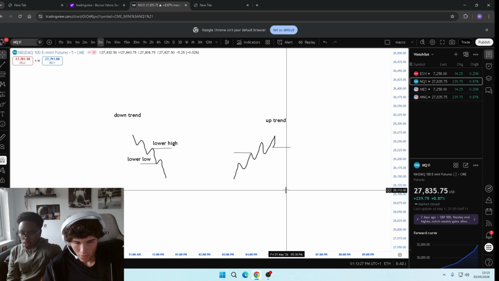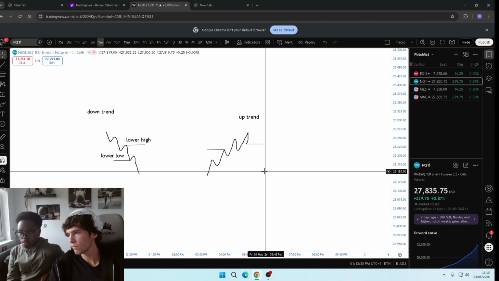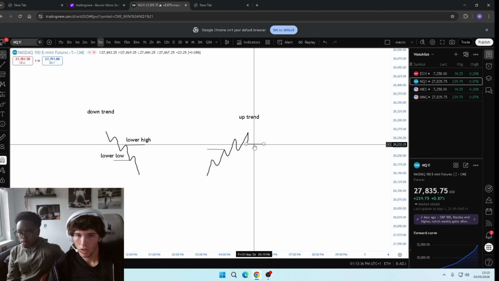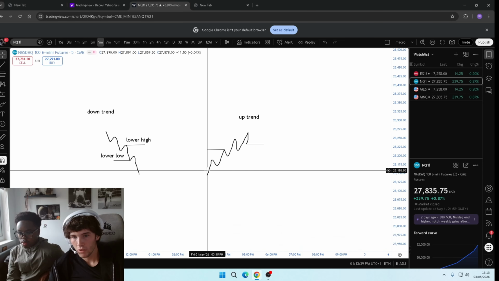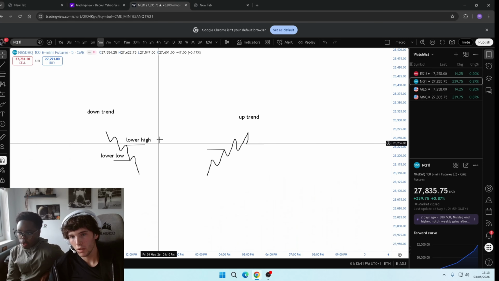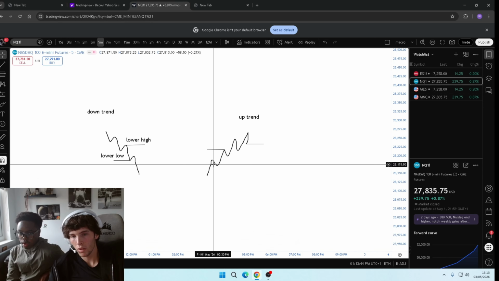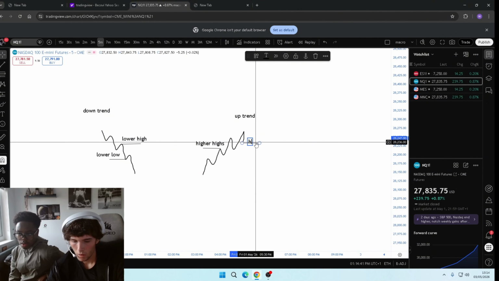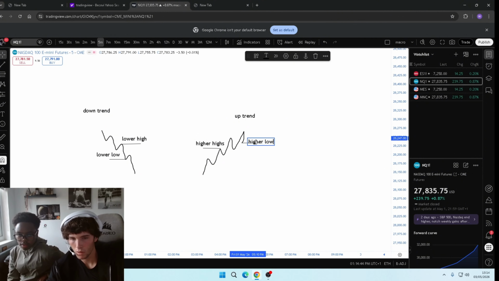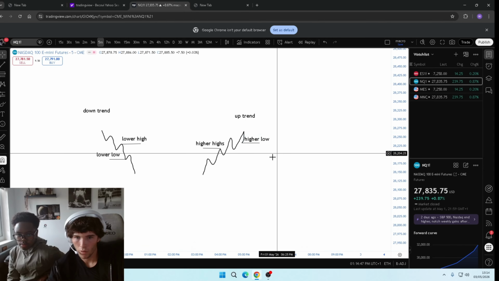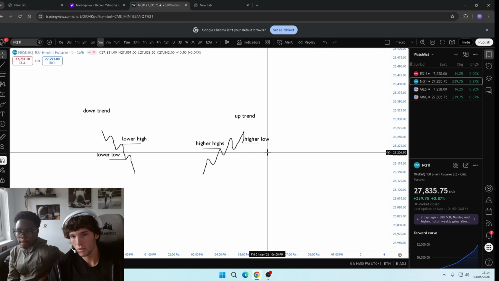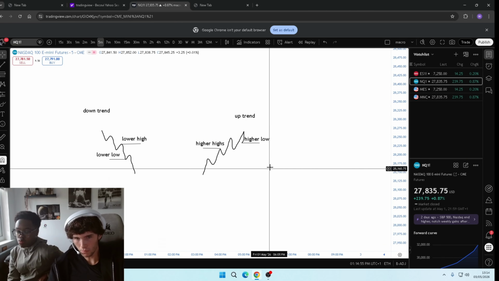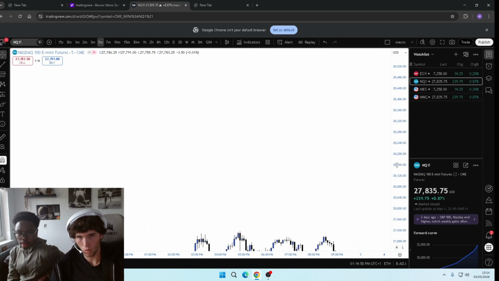Then this is an uptrend, so it's the same thing but up. When you see a break of structure from this bit here, so you're going down, then we close above the high, then we continue up, higher low. So that's a higher low because we've gone higher than this low right here. And then that is literally it. It's so simple.